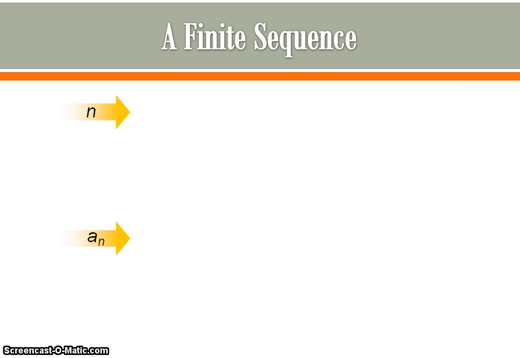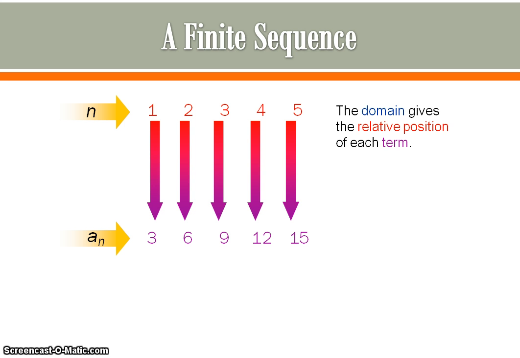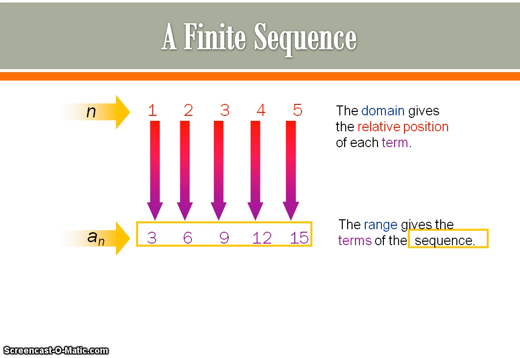Okay, so for a finite sequence, your n will be your input, your domain, so the first term, second term, third term, fourth term, fifth term, and those can be applied to a function, and your output, or your range, would be 3, 6, 9, 12, 15, for example. Okay, so the domain and the range. So the first term is 3, the second term is 6, and so on. So the domain gives you the position of the term, like the fourth term is 12. And then the range is the actual sequence itself.